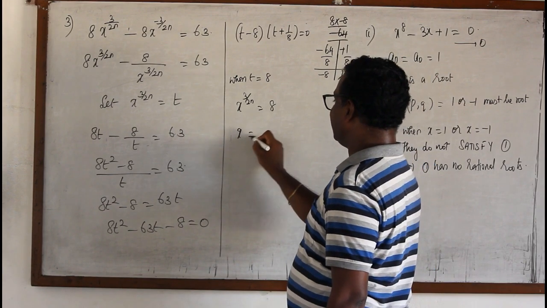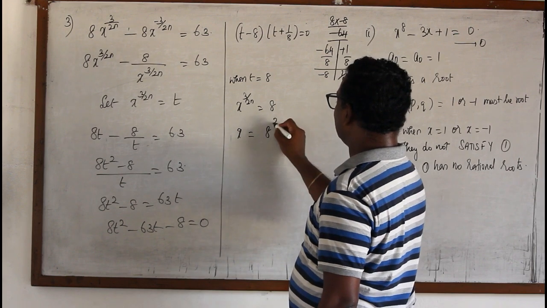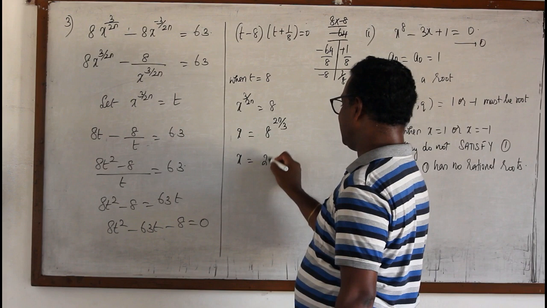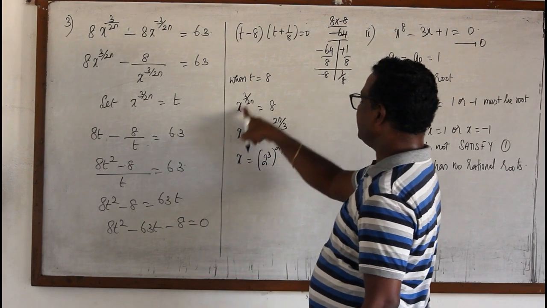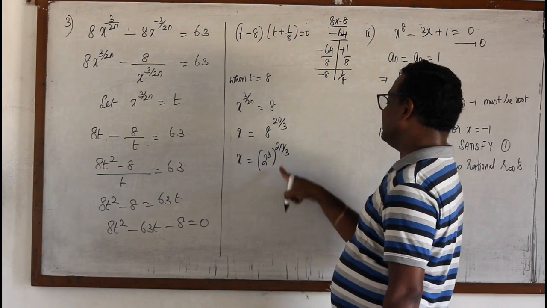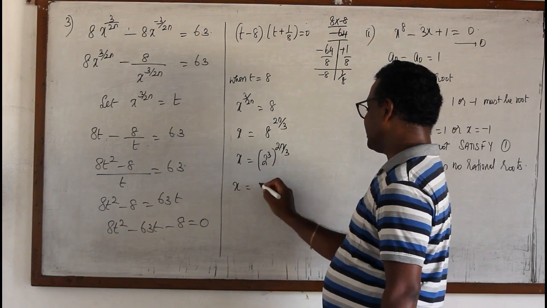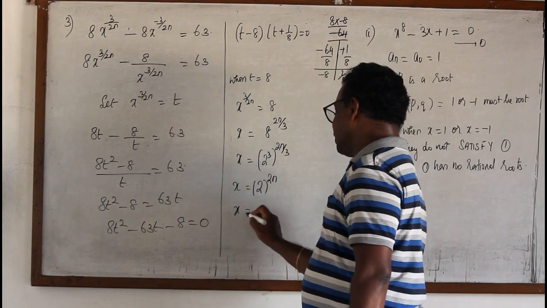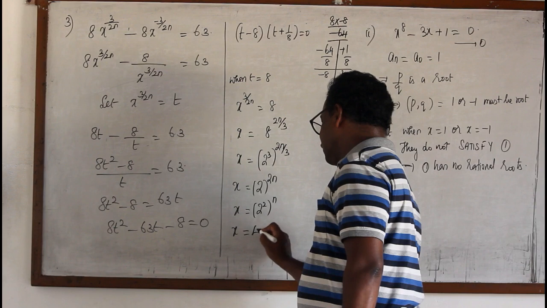It is x equal to 8 power 2n by 3. x equal to 2 cube whole power 2n by 3. Understanding? 3 by 2n when it comes to the other side becomes 2n by 3, the reciprocal. Therefore, 8 can be written as 2 cube. Here 3 and 3 cancel. 2 power 2n, or 2 square whole power n. x equal to 4 power n.